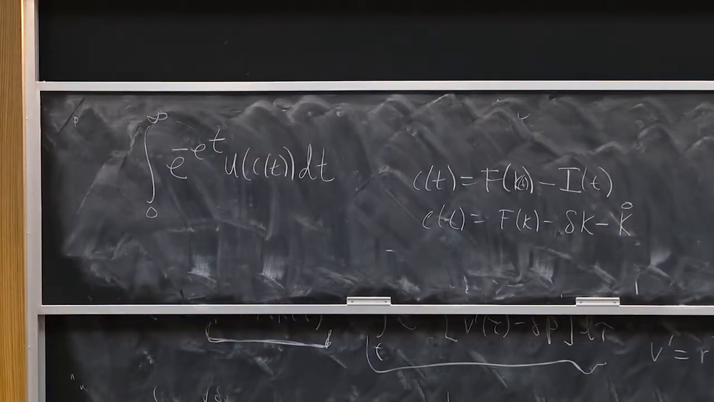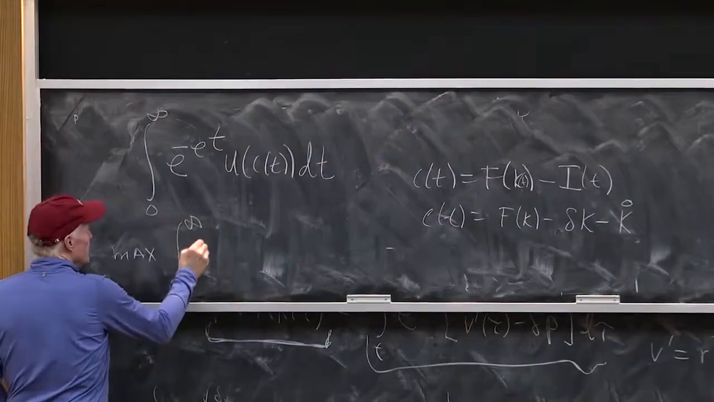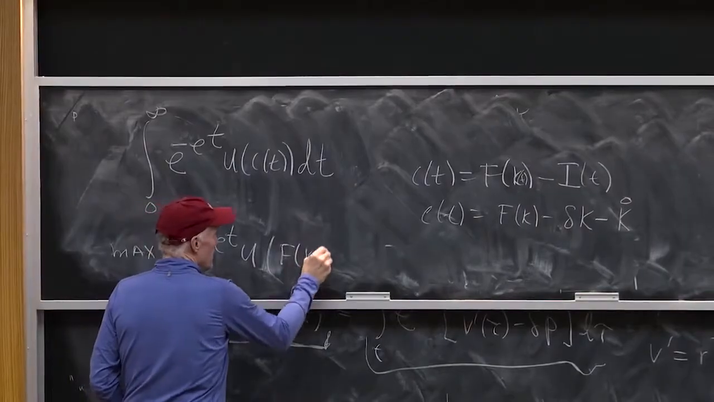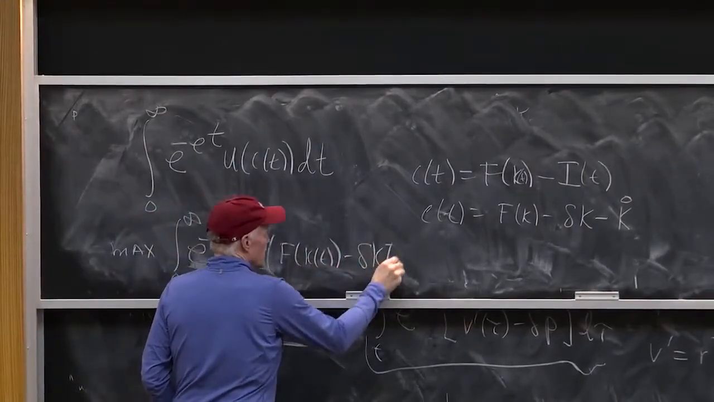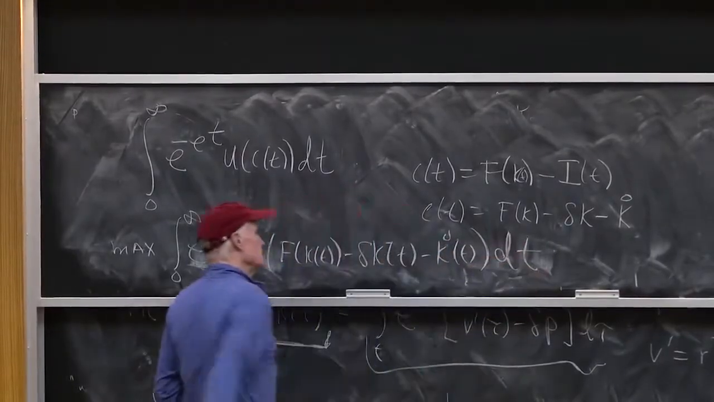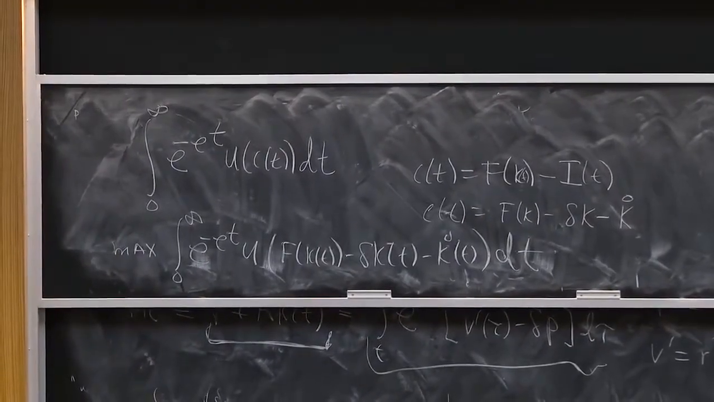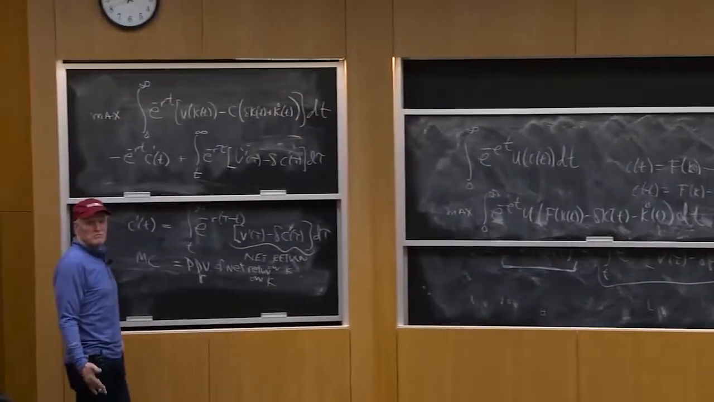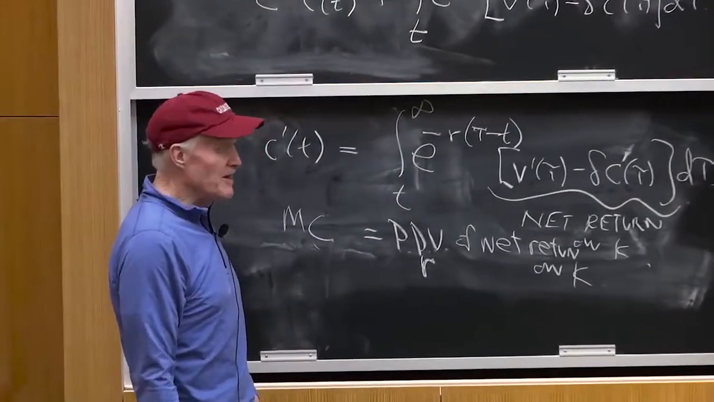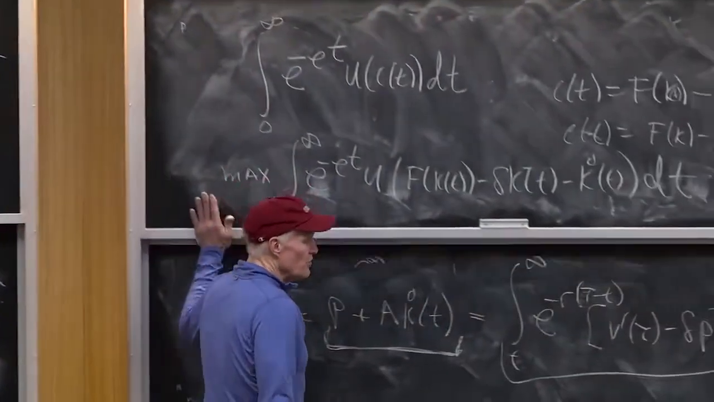Everybody agrees? So max integral from 0 to infinity e to the minus rho t u of f of k of t minus delta k of t minus k dot of t dt. That's going to be my maximization problem. I want to maximize my lifetime utility. My choice variable is, what do you want to think of my choice variable? Probably k dot is a nice way to think about it. How fast should I grow my capital stock at any date t? Okay. What's my first order condition going to be?